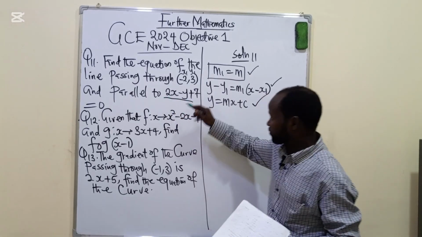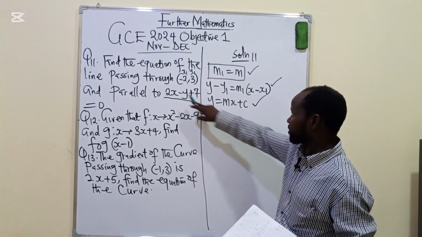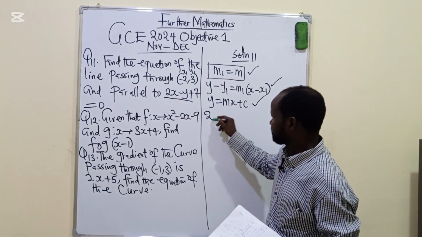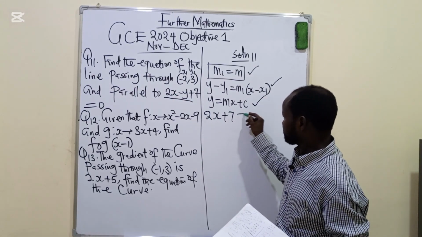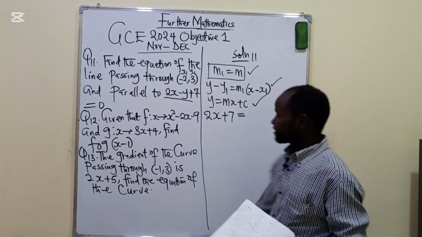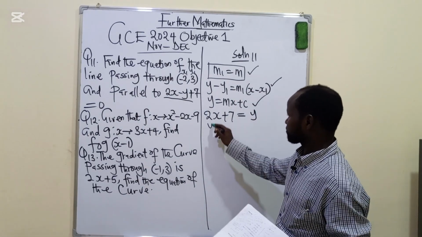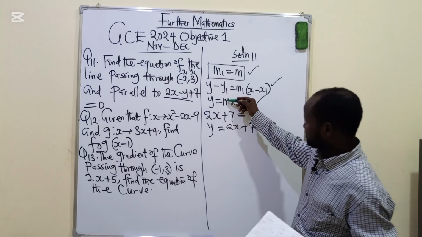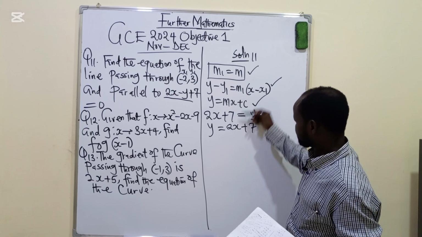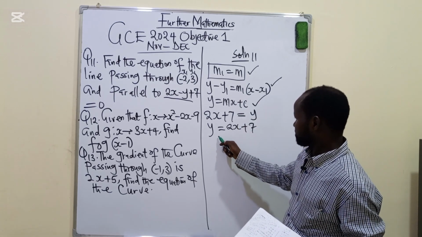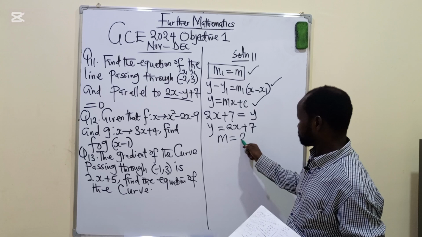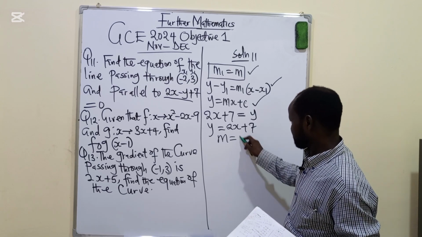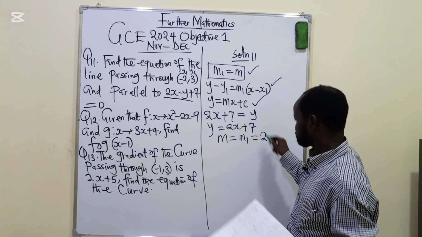So this equation that was given to us, we have to rearrange it to look like this, meaning we have to make y the subject of the relation. So it will be 2x plus 7, let me transfer y to the right hand side, equals y. I can write this as y equals 2x plus 7. When we compare this, m to 2, x to x, c to 7. So it means m, which is the coefficient of x, will be equal to 2. And this is the same as m1, and is the same as 2.